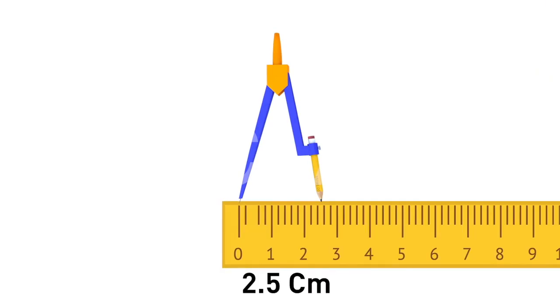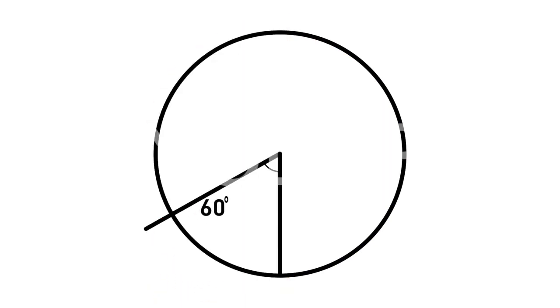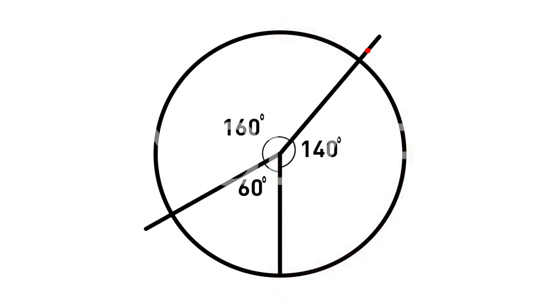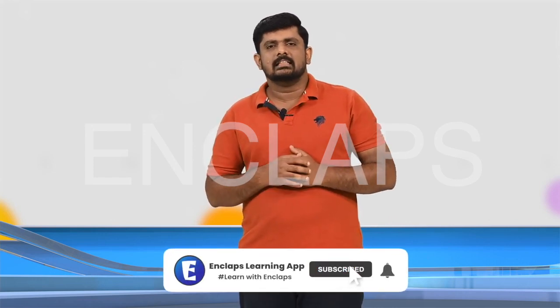Now draw a circle of radius 2.5 centimeter. Then mark an angle 60 degree at the center as shown. Then mark the angle 140 degree. Then the third angle at the center will be 160 degree, because the sum of angles at the center is 360 degree. Now mark all the 3 points where the radii touch the circle. If we join all the 3 points, we will get the triangle which has angles 30 degree, 70 degree and 80 degree. We will learn more about circles in coming sessions.